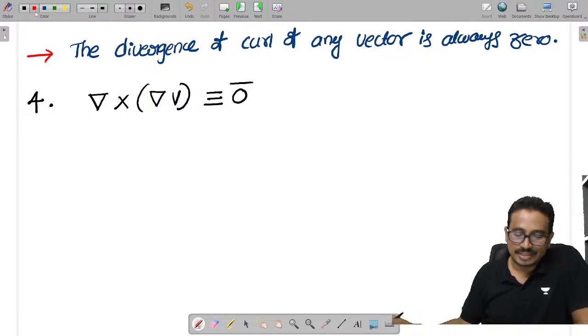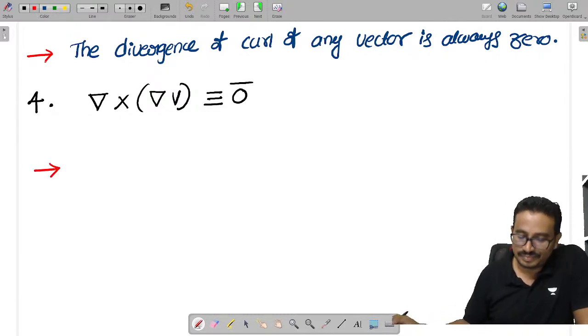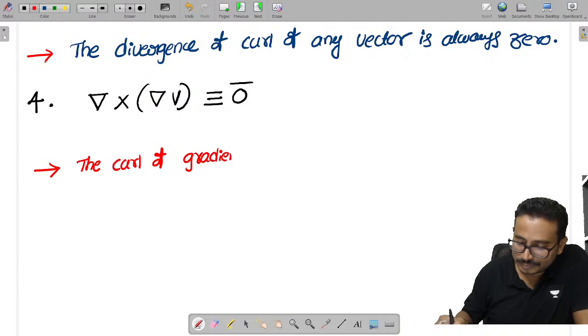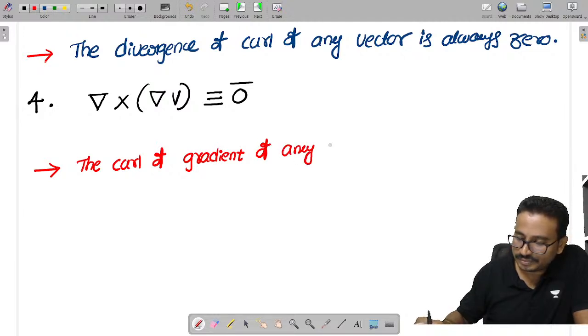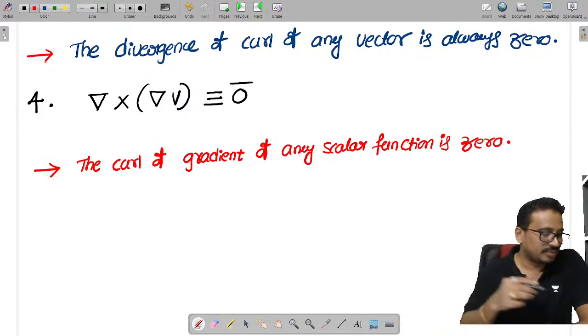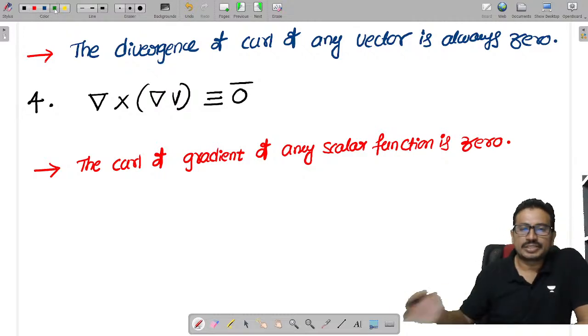This is another important relation. And this relation you might also see in your mathematics. How can we write the word statement? The curl of gradient of any scalar function is 0. The curl of gradient of any scalar function is what, you tell me? 0. The curl of gradient of any scalar function is always 0.